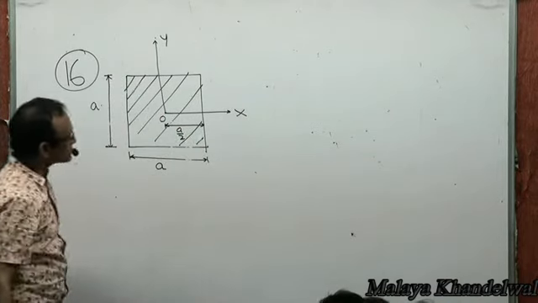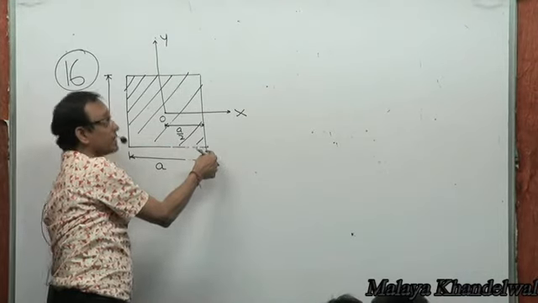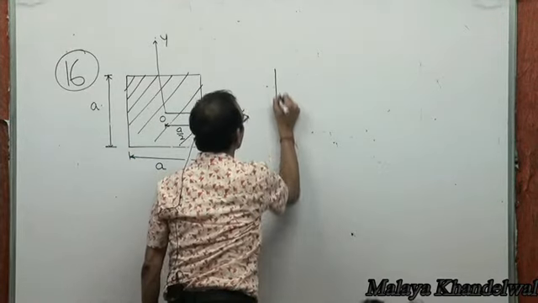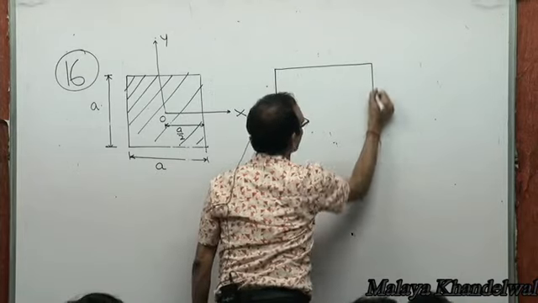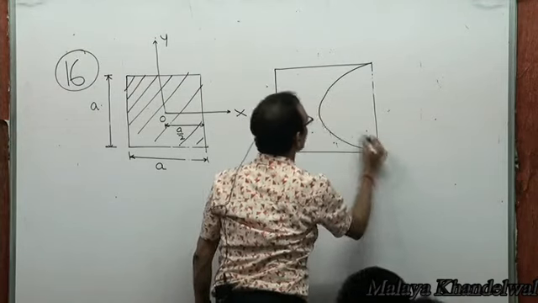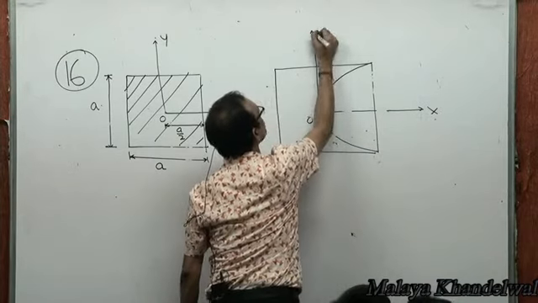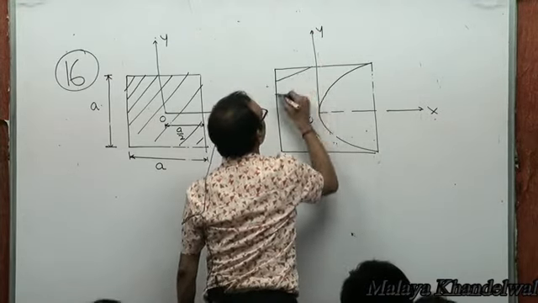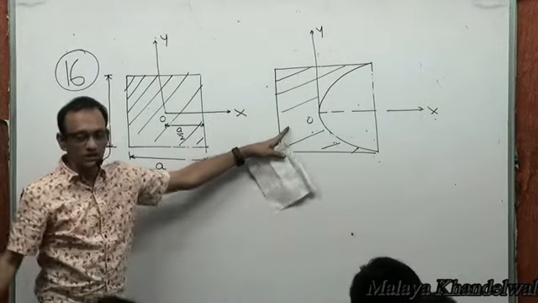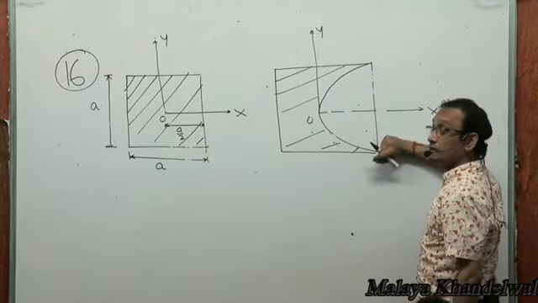Now, what is done is, with this as the diameter, that means of radius a by 2, a semicircular strip is cut off. This is x, this is O, this is y. This is cut off, leaving you with this. Right? This portion is cut off from this, leaving you with this. For this portion, I want to be able to find the center of mass.